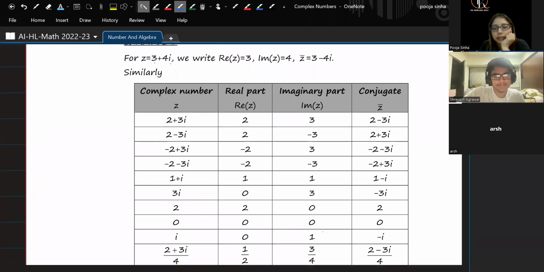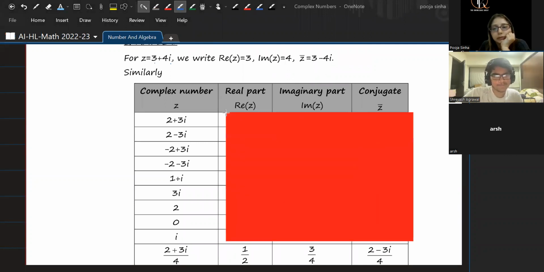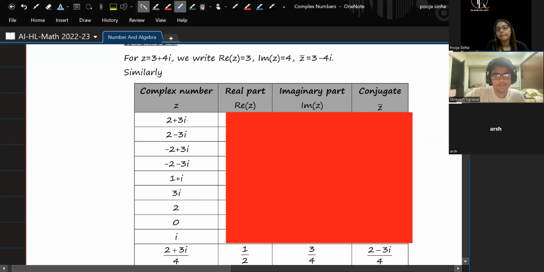Now I'm going to hide the answers. I want you to tell me a few things here. Real part for the first one? 2. Imaginary? 3. Conjugate? 2 minus 3i. Second one: real is 2, imaginary is minus 3, conjugate is 2 plus 3i. Very good. Third one: real part is minus 2, imaginary part is 3, and the conjugate is minus 2 minus 3i.